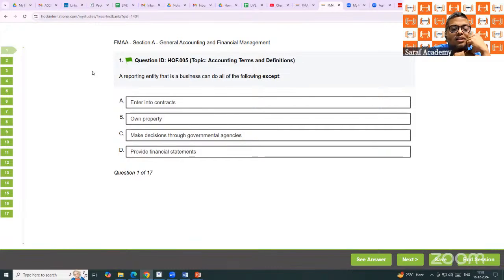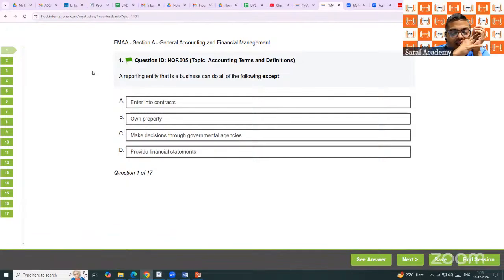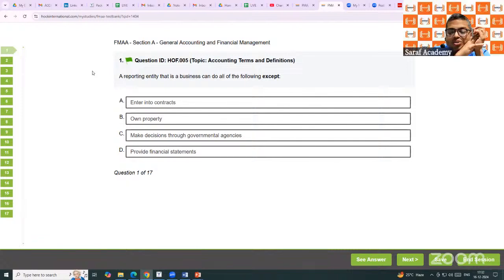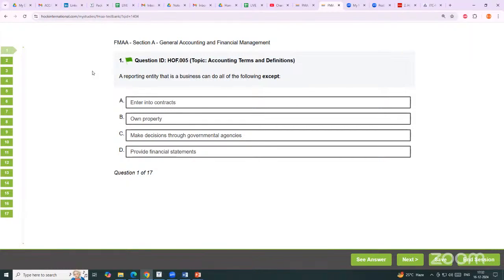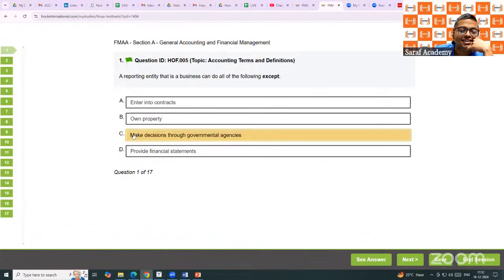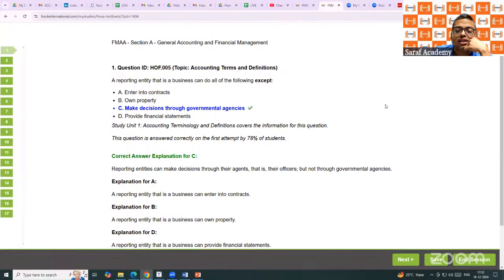Why C? Because as a business, they can enter into contracts, they can acquire assets like owning property, they can provide financial statements like P&L and balance sheet. But why can't they do C? They don't have authority to make decisions through governmental agencies, because they are not the government. Yes, sir. Simple. Just need to check the answer. Answer is C.